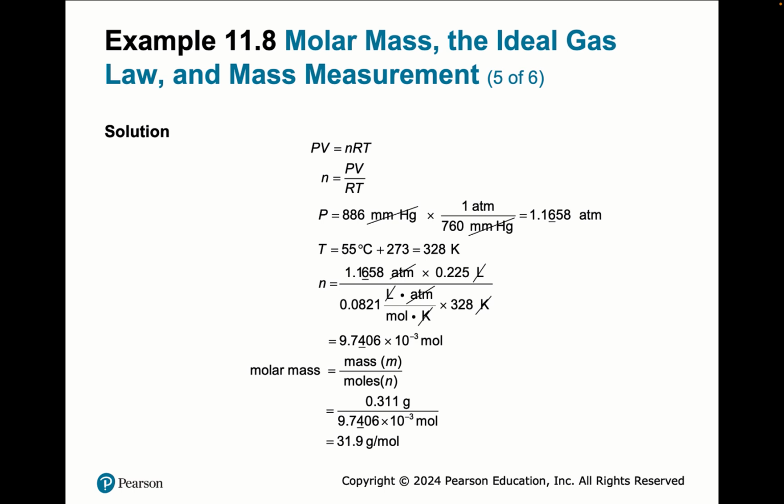And then we get 9.74 millimoles, or 9.74 times 10 to the minus 3 moles. So then we take the mass divided by the moles and we get 32 grams per mole. So doing it like that, it's probably oxygen then, right? Because that's 16 times 2.